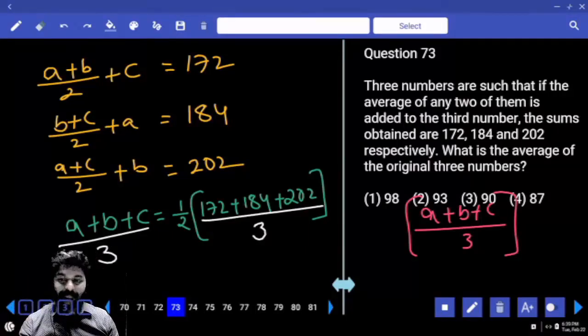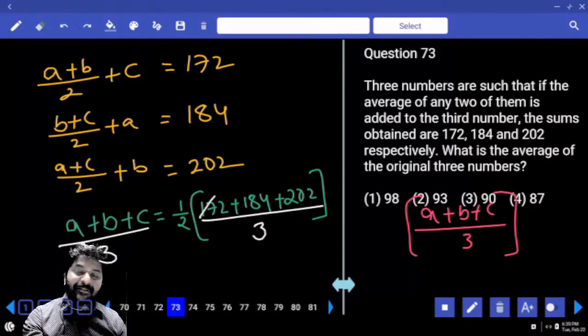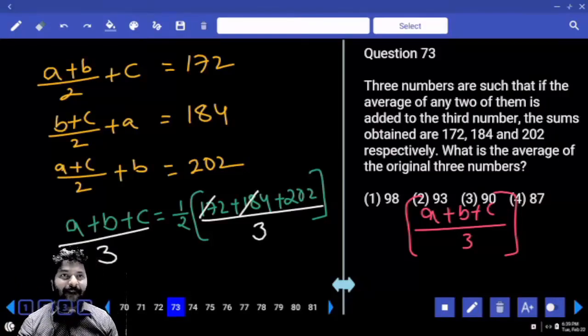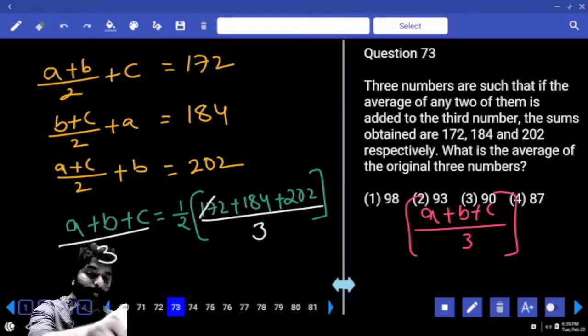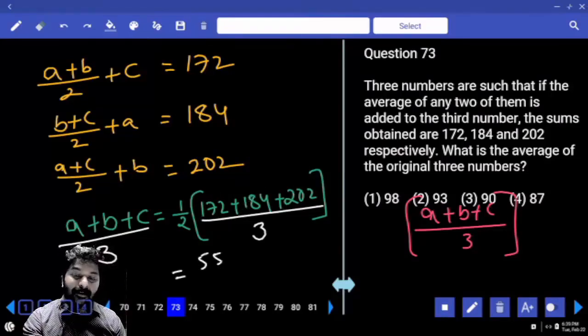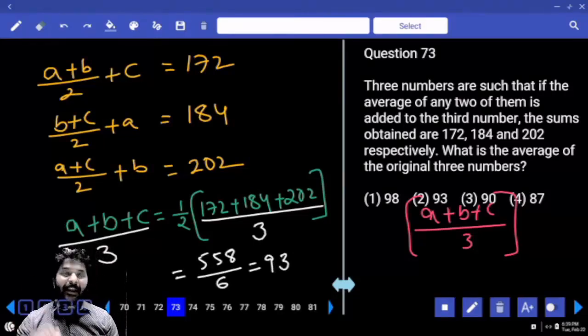Okay? Come on. 170, 180. Some are still looking, not understanding what this is; I have to point it out and explain. 350 plus 200, 550. 2 plus 4 plus 2, 8. So 558 divided by 6. 6 9 times and 3 times. 93, second option.